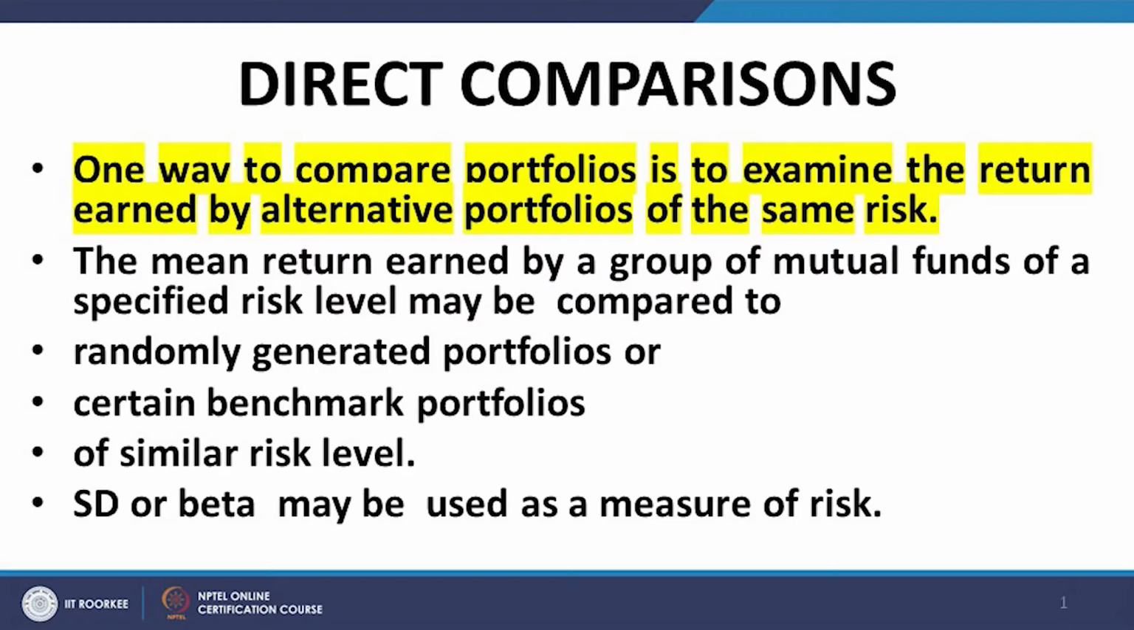So, the first and the simplest and the most elementary approach is to have a direct comparison. You identify certain portfolios with similar risk characteristics and then you compare their respective returns. Either you can have randomly generated portfolios for the purposes of comparison, or you could use certain benchmark portfolios and then you compare the returns that have been achieved on these portfolios, the benchmark or the random portfolio as the case may be, with the target portfolio which you are planning to evaluate. So, that is the simplest, simplistic and a direct approach.